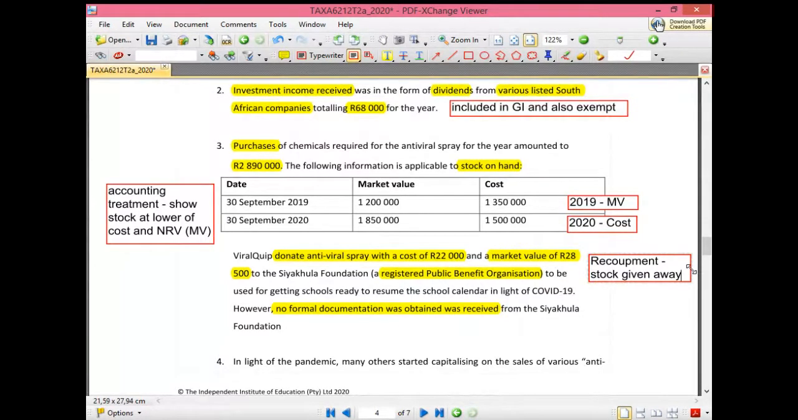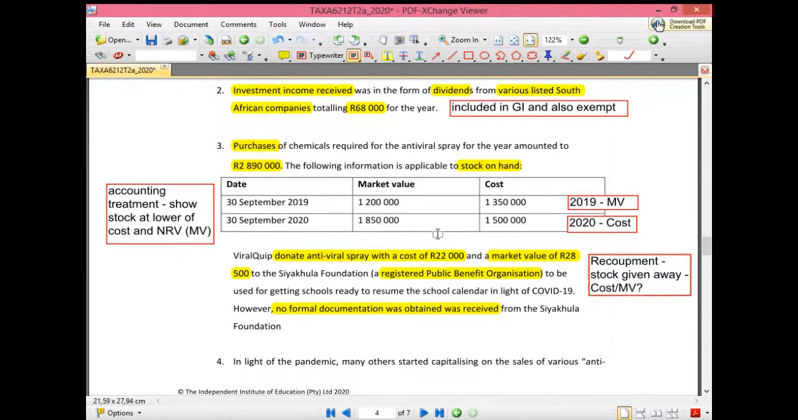But now the question is, at what value will we actually include it? Are we going to include it at cost or at market value? So I'm going to say cost or market value, and we put a question mark next to it. So we need to go decide which of these two values will be the recoupment.